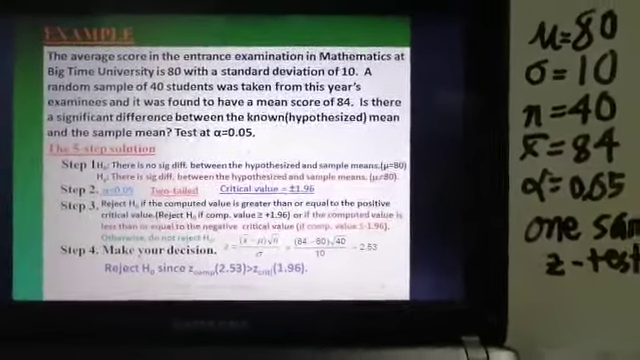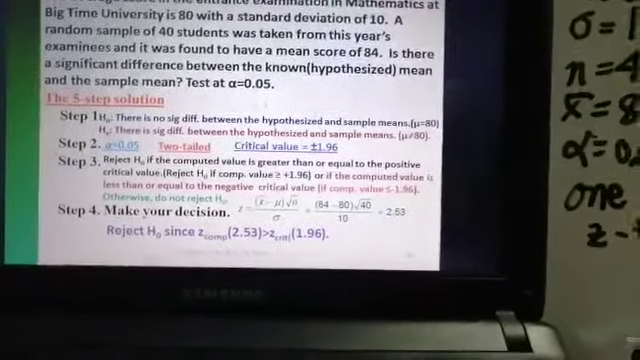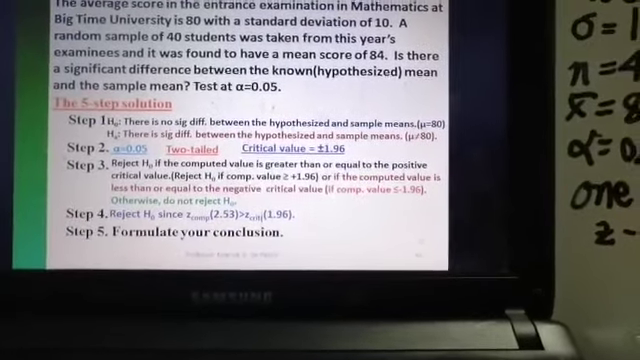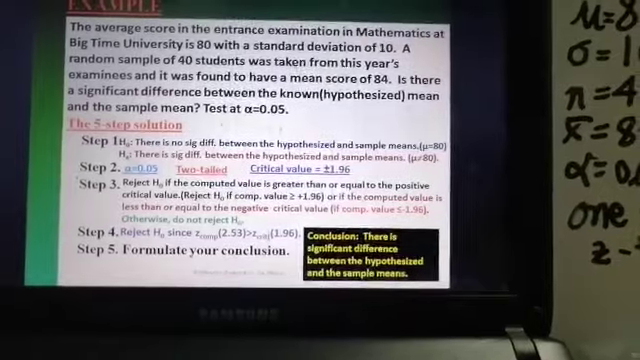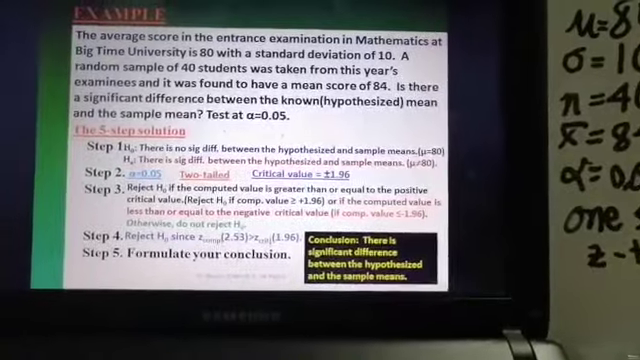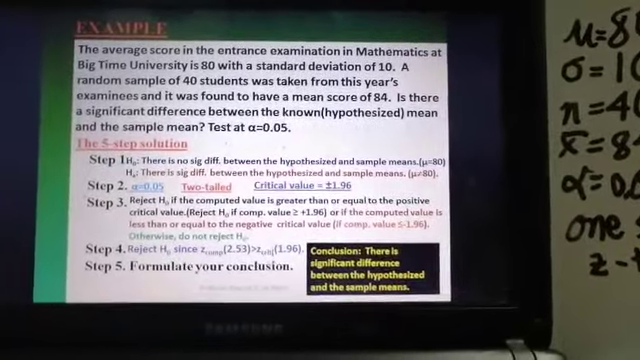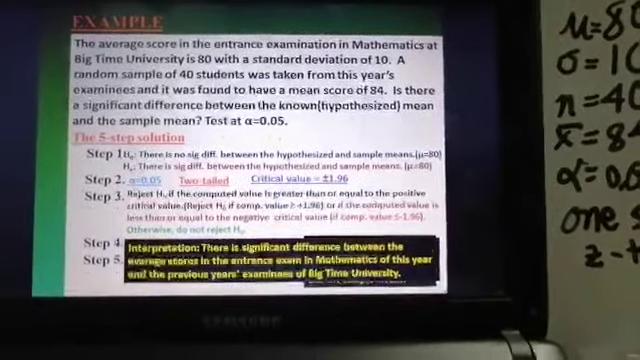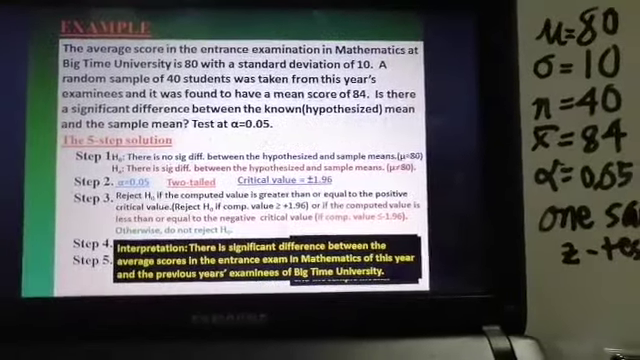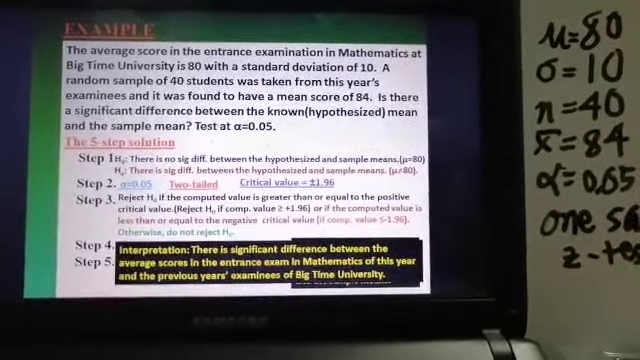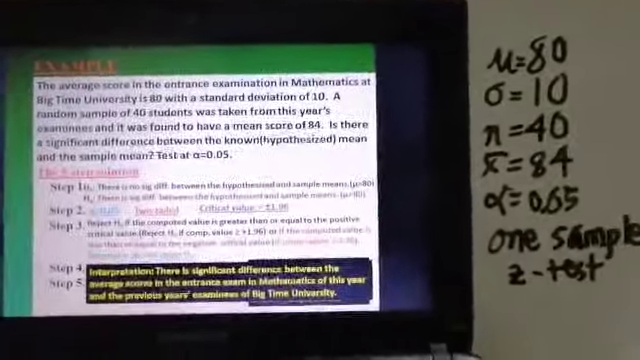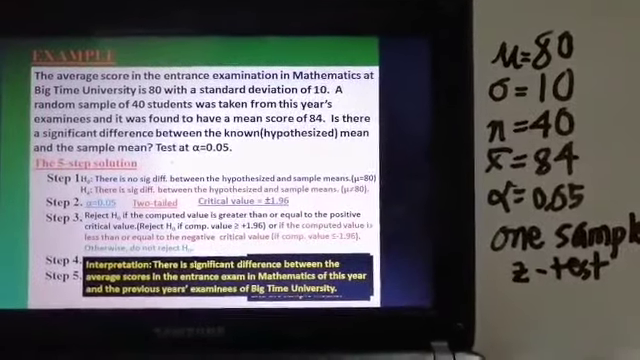Since we reject HO, what then is true? Our HA. So we may conclude that there is a significant difference between the hypothesized mean and the sample mean. In the context of the problem, you may interpret that as there is a significant difference between the average scores in the entrance exam in mathematics of this year's and the previous year's examinees of Big Time University. I hope that one is clear.